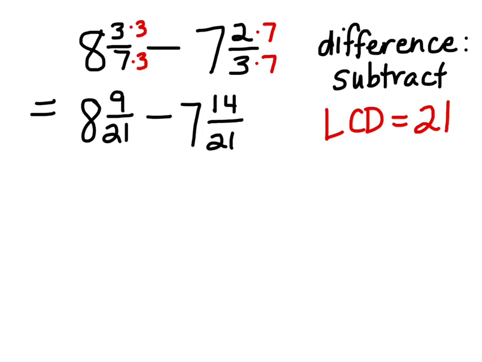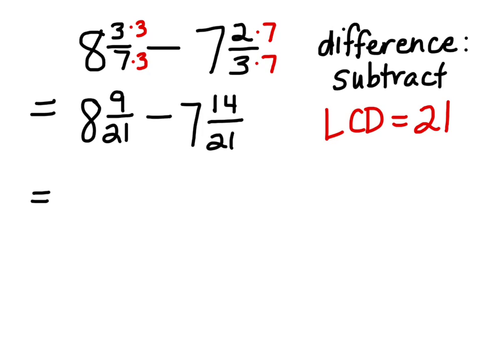Now once again, I'm going to take a look. Can I do this without making these improper fractions? 8 take away 7 would work, but 9/21 take away 14/21, 9 is less than 14, so I can't do it. So I need to make these improper. These are going to get big. Feel free to use a calculator if you need to.